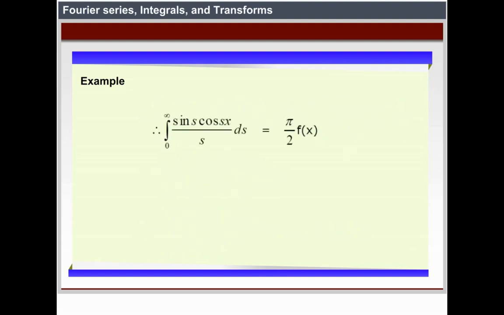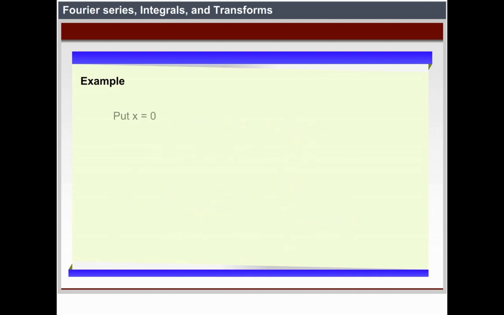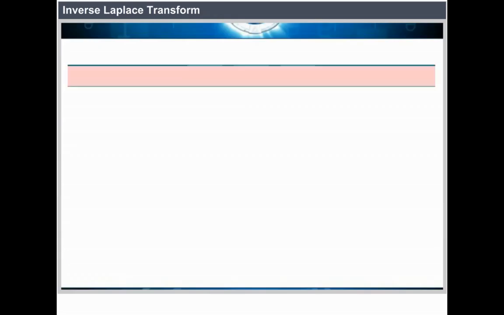Therefore, integral 0 to infinity sin s into cos sx by s into ds equal to pi by 2 into f of x. That is, integral 0 to infinity sin s into cos sx by s into ds equal to pi by 2 for modulus of x less than or equal to 1, 0 for modulus of x greater than 1. Put x equal to 0, then integral 0 to infinity sin s by s into ds equal to pi by 2. Hence proved.